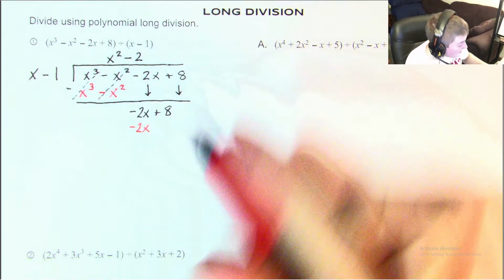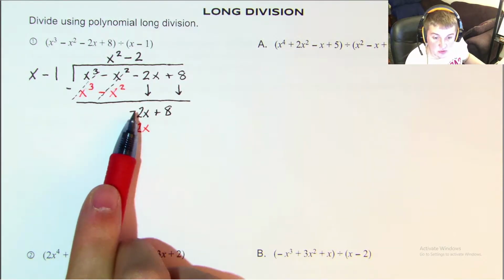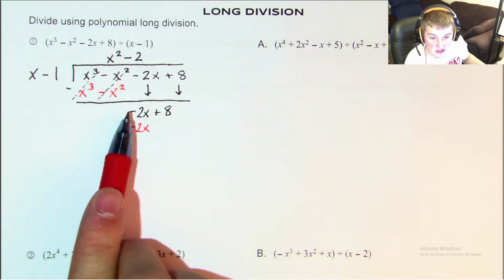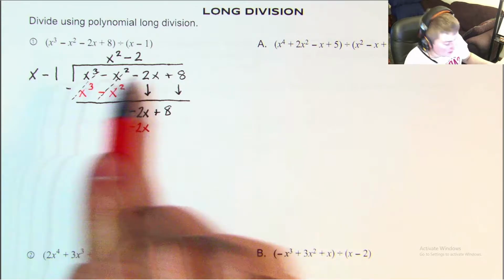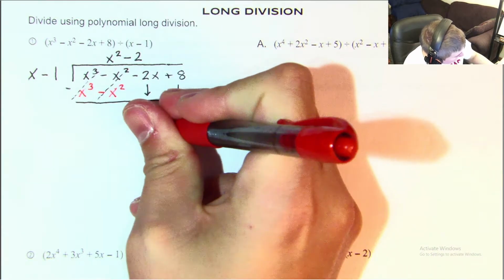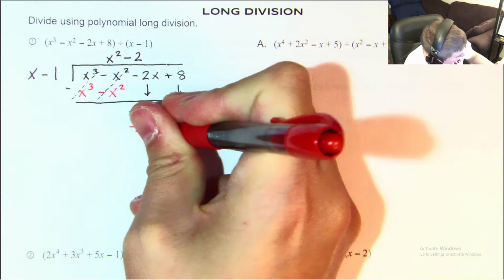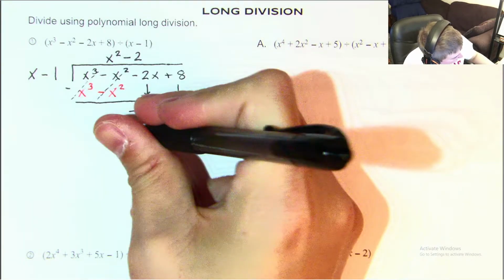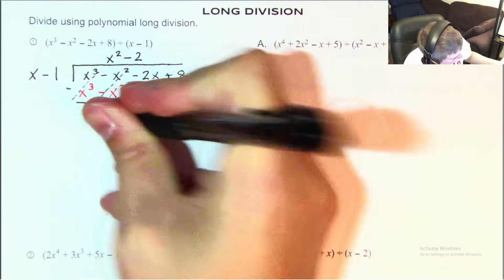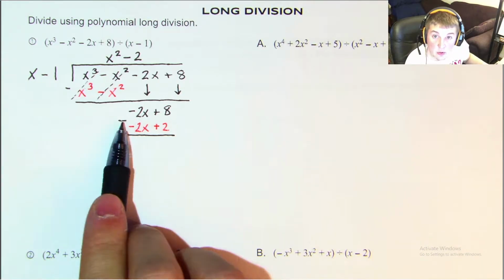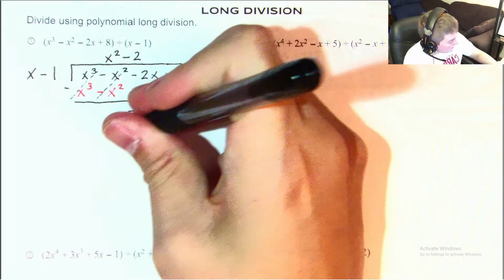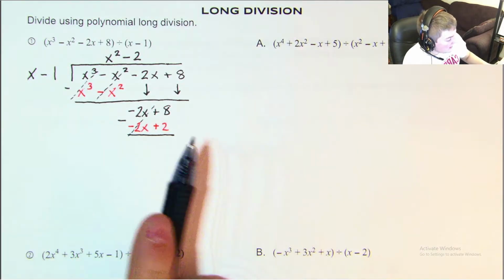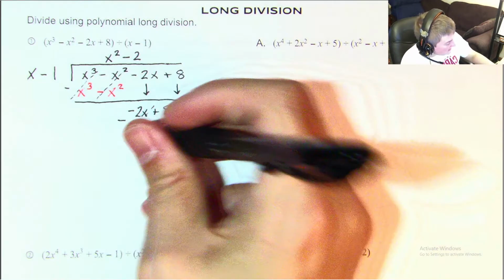Okay, and then I have -2 times x is going to be -2x. And that's good that we got the same thing here, because when we're subtracting the same thing, they're going to cancel out to 0. Then I'm going to go -2 times -1, which is +2. Okay, and so then I can go ahead and I can subtract again. So -2x take away -2x is 0. So again, those cancel. And then 8 minus 2 is 6.